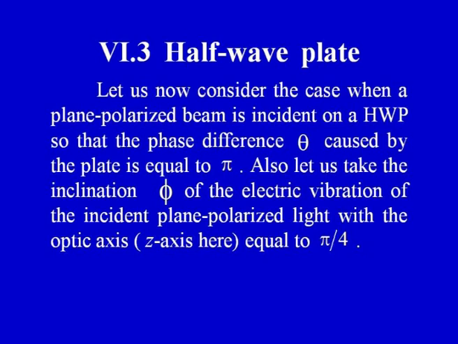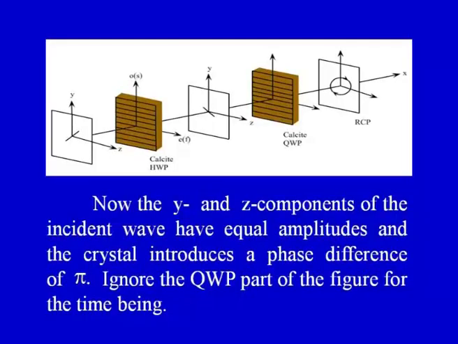This is the case when the plane polarized beam is incident on a HWP, half wave plate, so that the phase difference theta caused by the plate is equal to pi, half a vibration, path difference of lambda by 2. Again, let us take the inclination phi of the electric vibrations of the incident plane polarized beam with the optic axis, which we have taken as the z axis here, again equal to pi by 4. So, the ordinary and the extraordinary again have equal amplitudes. The crystal introduces a phase difference of pi. Let us not consider the quarter wave plate part at the moment.